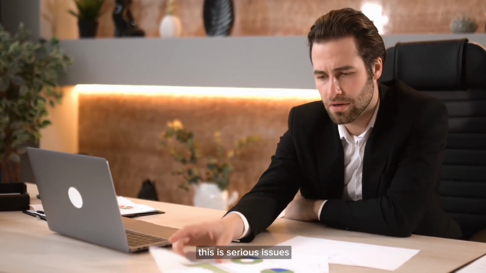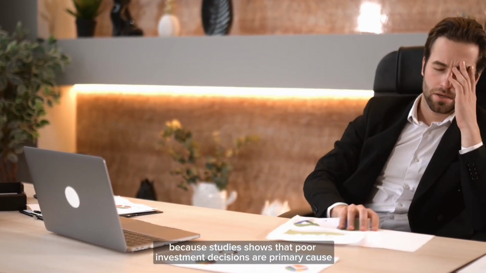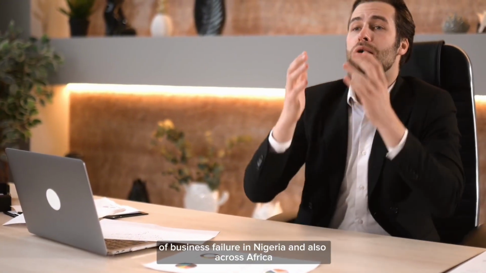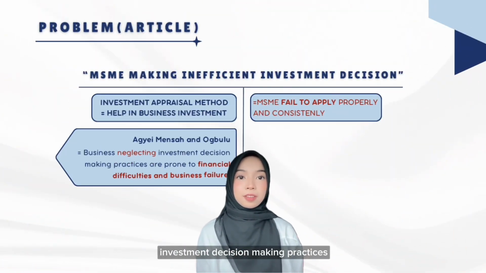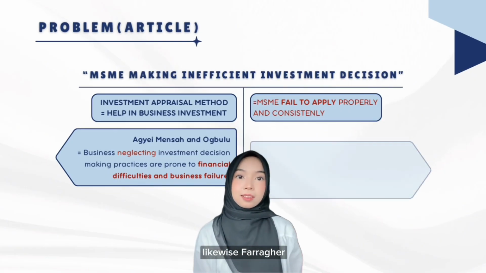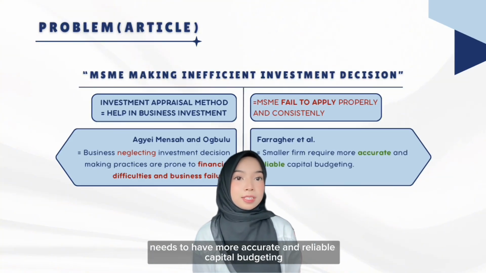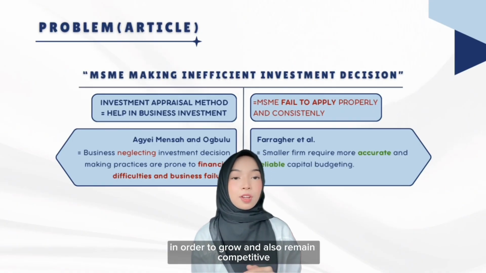This is a serious issue because studies show that poor investment decisions are a primary cause of business failure in Nigeria and also across Africa. For instance, they found that businesses neglecting investment decision-making practices are more prone to financial difficulties and business failure. Likewise, Faragher emphasized that small firms need more accurate and reliable capital budgeting in order to grow and also remain competitive.